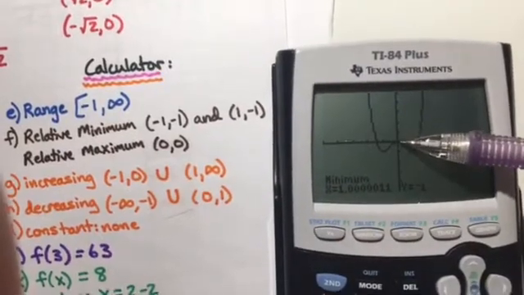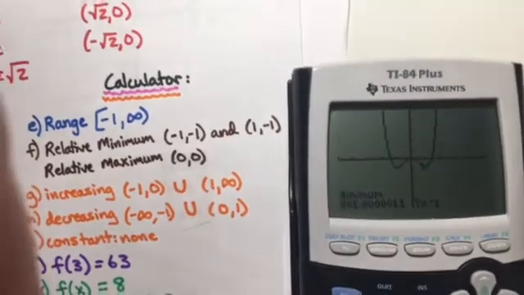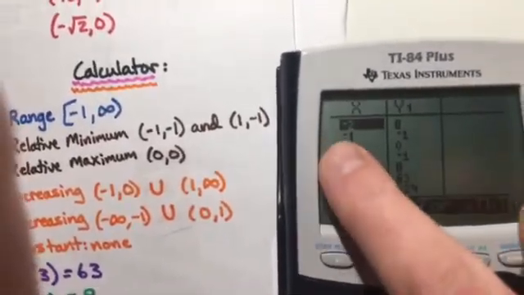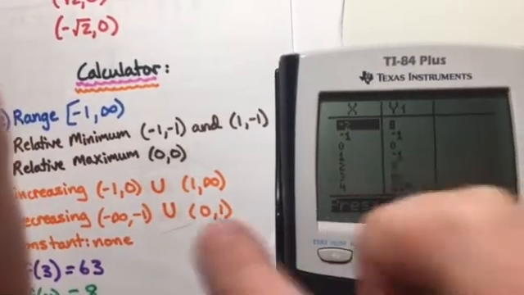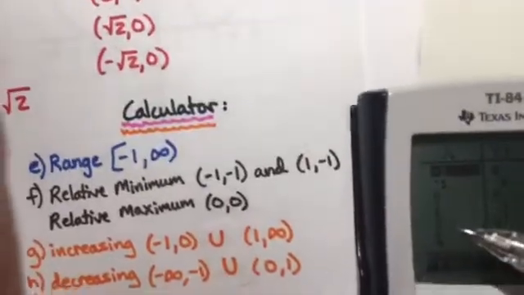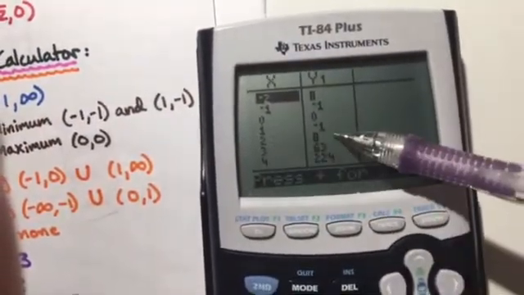And then this point is my relative maximum. It looks like it's definitely touching at 0, 0. We could even just check our table to find out that there is indeed a point at 0, 0. And that would be the relative maximum. You can also see the relative minimums are there too: the -1, -1, and the 1, -1.